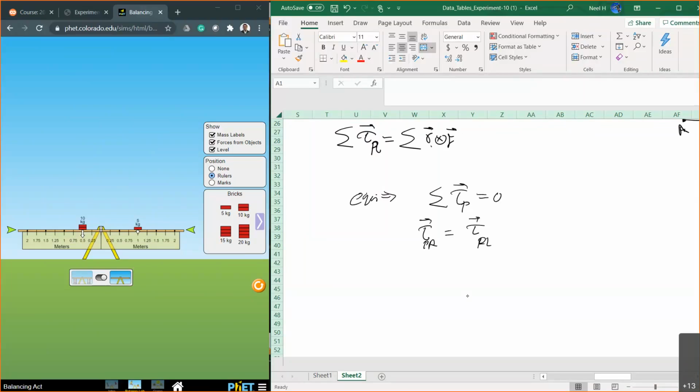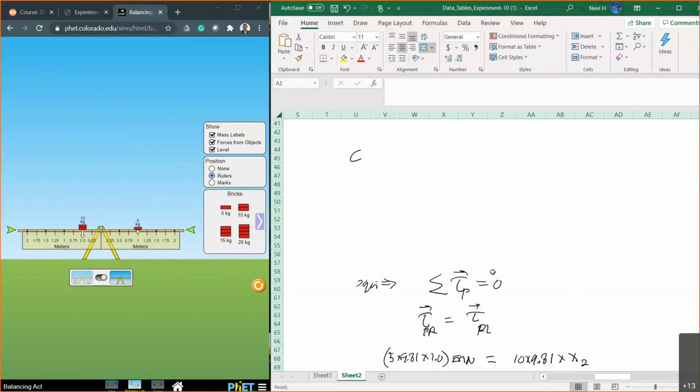So in this case, I already fixed the first object on the right-hand side, which is 5 kilograms of mass: 5 times 9.81 multiplied by 1.0 meters. The unit is going to be meter Newton, which must be equal. I'm going to try to put 10 kilograms on the other side: 10 times 9.81 multiplied by the location x2, which I don't know. I need to find that out.